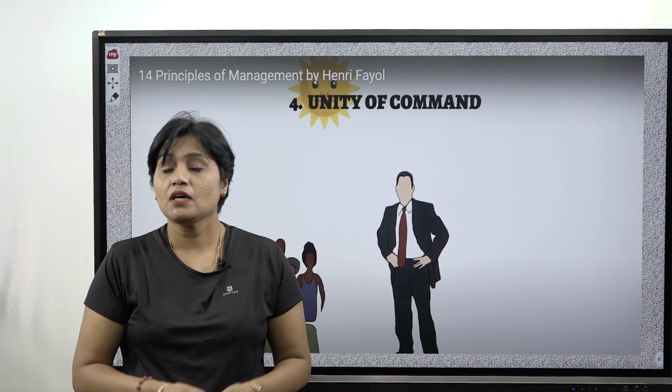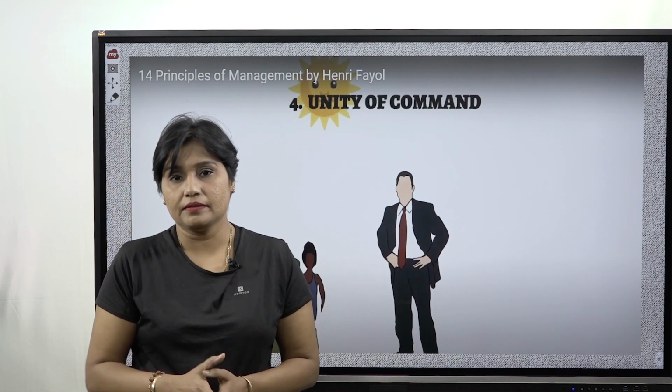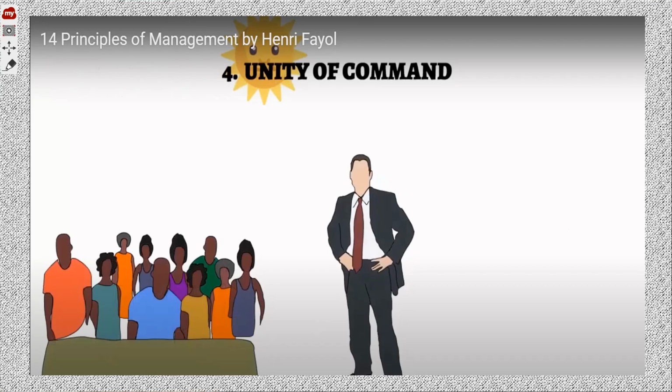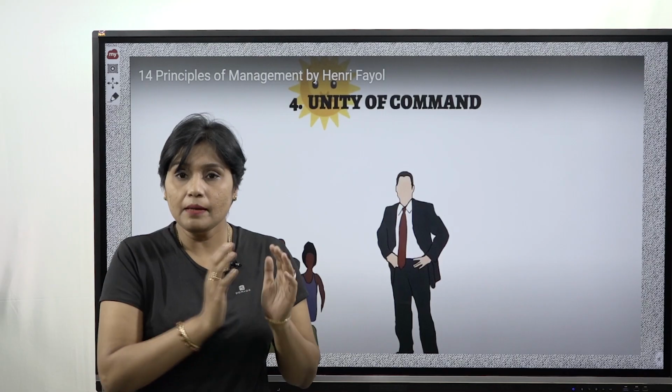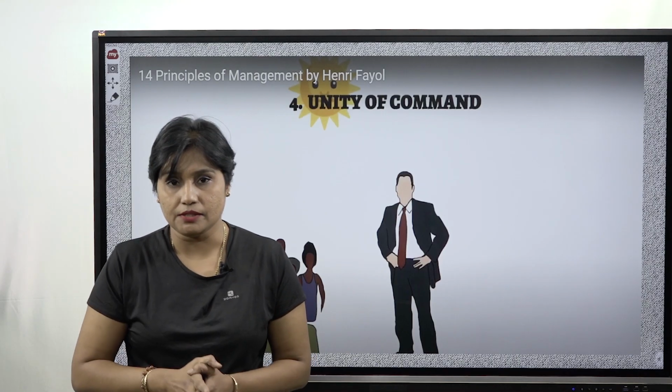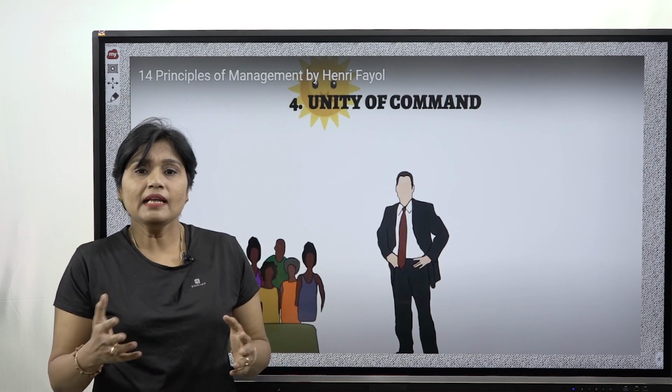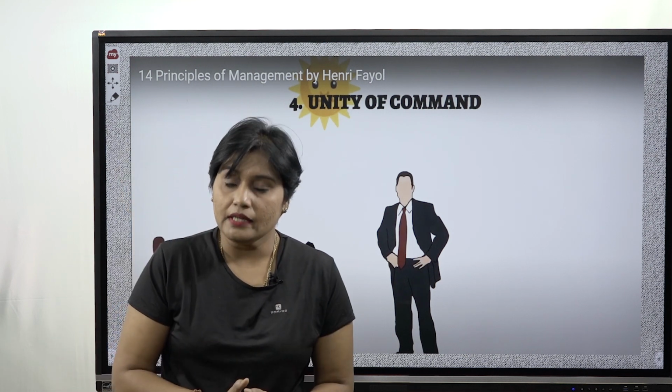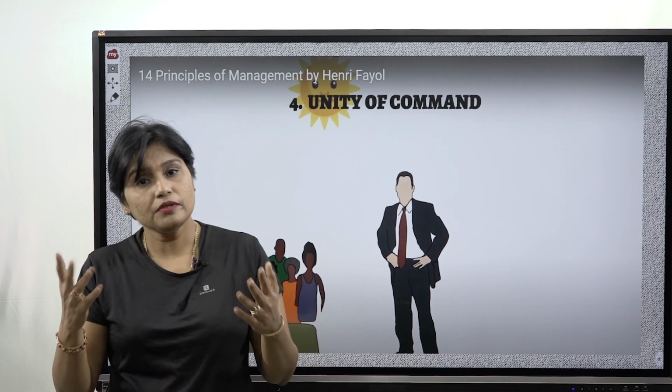Now, let's move on to the next point, that is unity of command. Unity of command means one man, one head. One man, man means employee. One head, that means superior or the manager. It means one employee must have only one manager. So, what will happen if an employee has 2 different managers from 2 different departments?